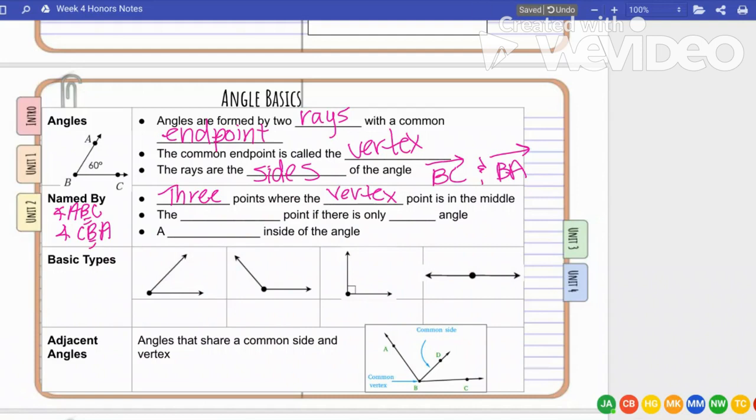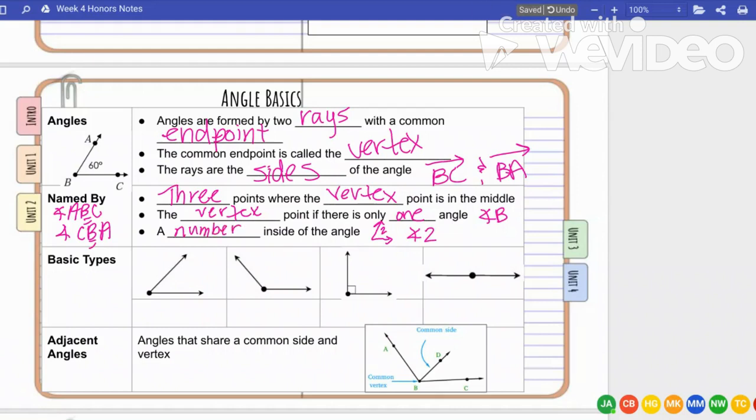We can also name it by the vertex point if there's only one angle. So in this case, I could also call this angle B. Notice the symbol I have to put in front. Sometimes there's a tiny number in here, so if I draw an angle over to the side and I put the number 2 in there, we can call this angle 2. So we can use the number inside the angle.